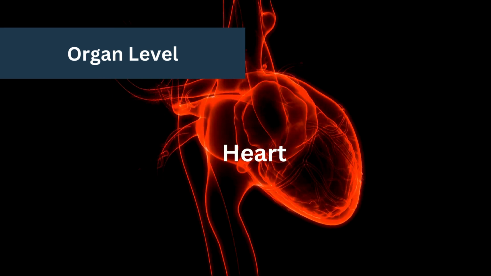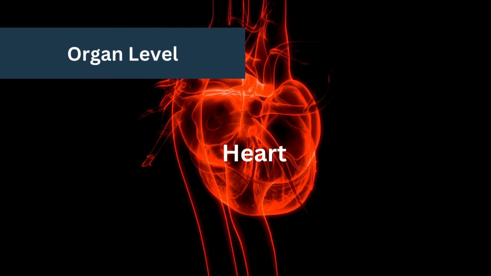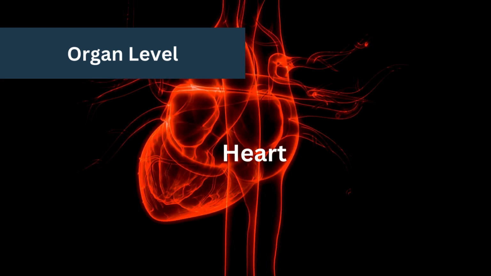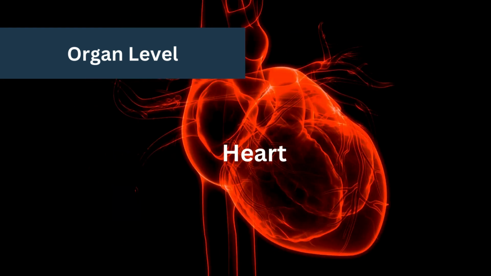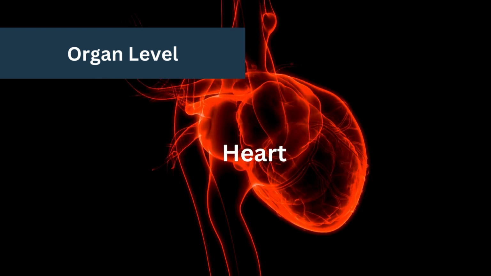The heart wall has 3 layers, which is why it consists of all 4 tissue types. It consists of epicardium, myocardium, and endocardium.